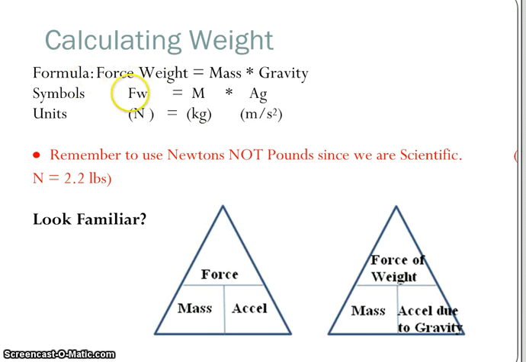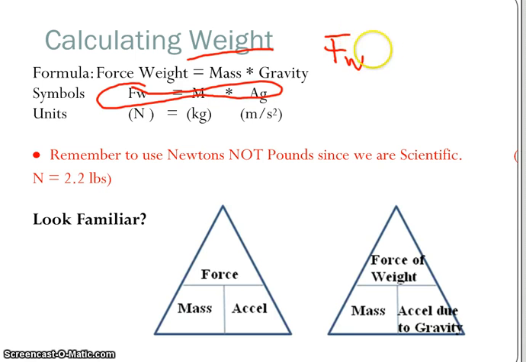I gave you an equation up here, and here's the equation. We see that Fw, notice I write it with an F because, as we're going to see later, weight is a force. So Fw equals mass times g. Fw equals m times g.